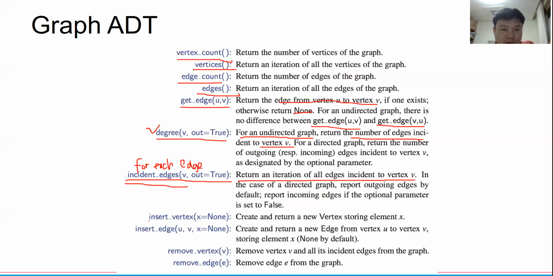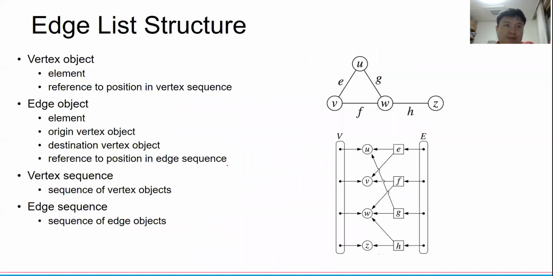I can insert a vertex. I can insert an edge, so it means u and v are two vertices, and the two vertices are connected to each other. I can also remove a vertex and I can remove an edge. Those are the basic graph ADT methods.